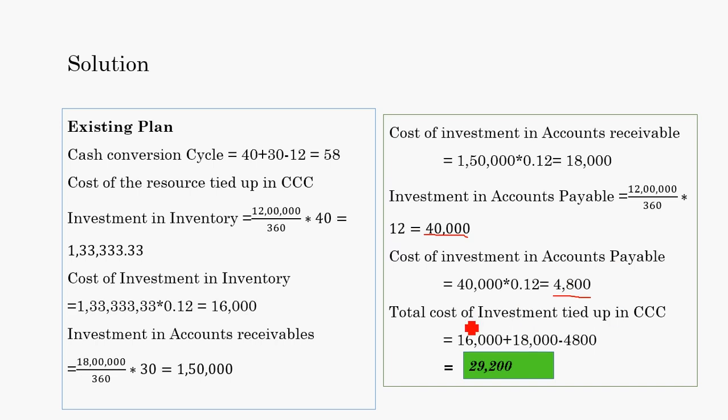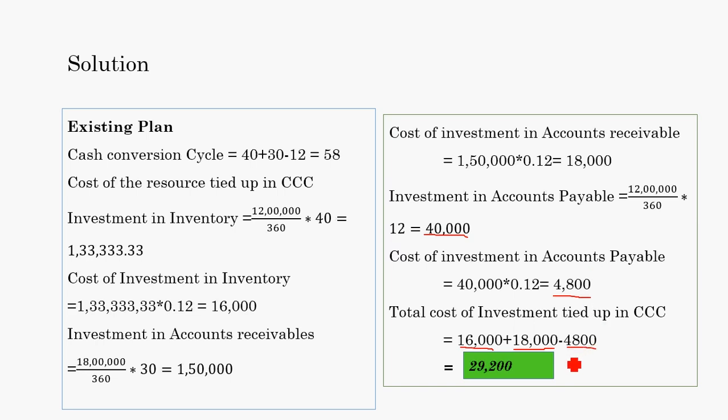So you're going to add the cost of investment in inventory and the cost of investment in accounts receivable, and then subtract the cost of investment in accounts payable. Okay, so you're adding the cost of investment in inventory, the cost of investment in your accounts receivable, and you're subtracting the cost of investment in your accounts payable.